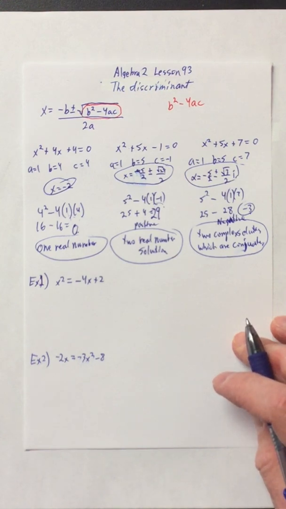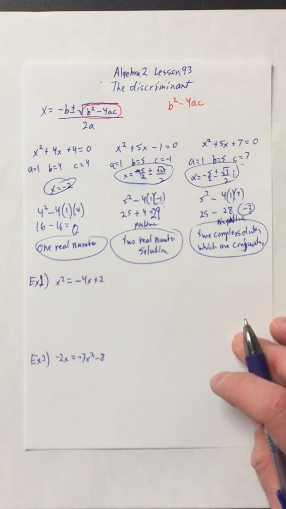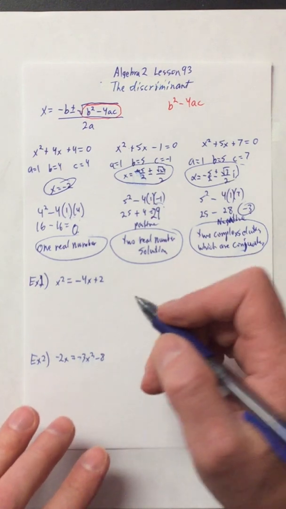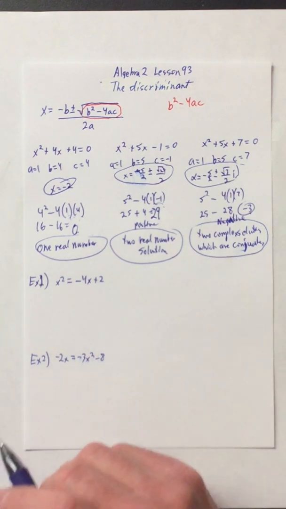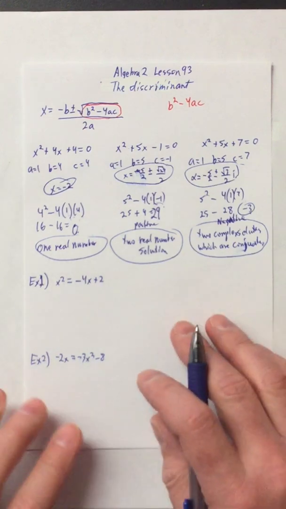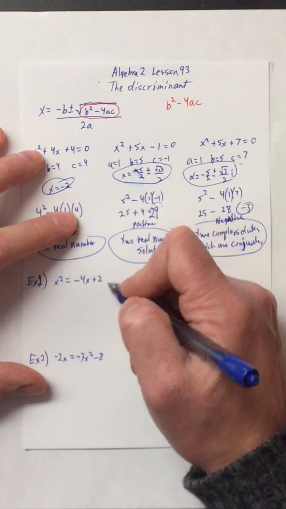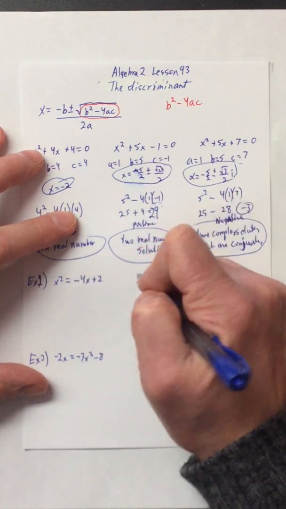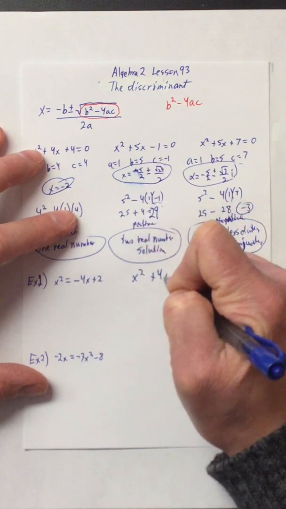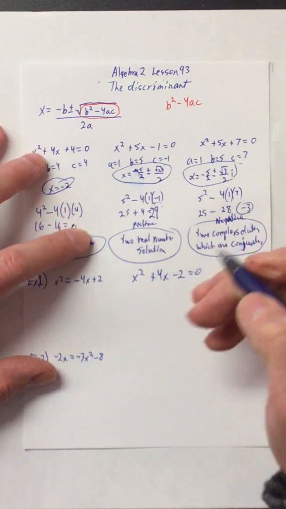Okay, so let's work through the 2 example problems in the lesson, just in further demonstration to show you what we're looking at here. All right, example number 1. We have this problem here. Let's change it into the correct form by moving some things over. It means we're going to have x squared plus 4x minus 2 is equal to 0.